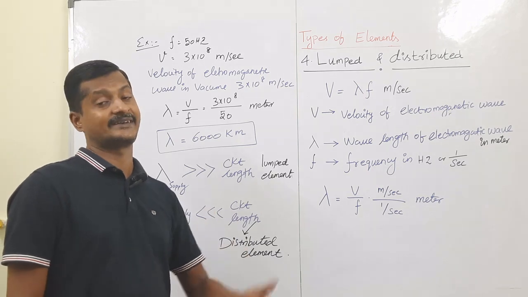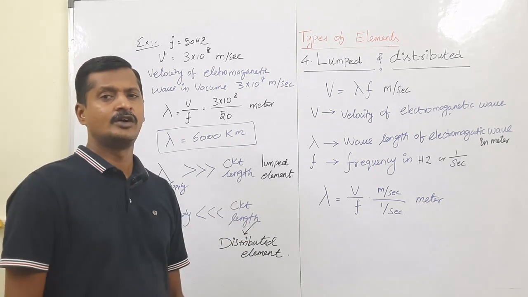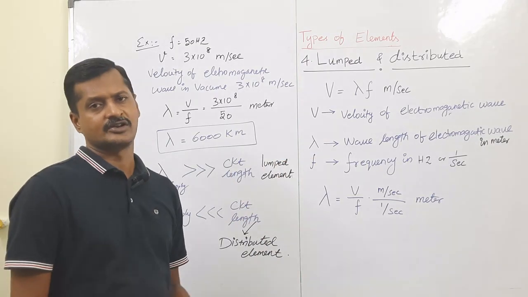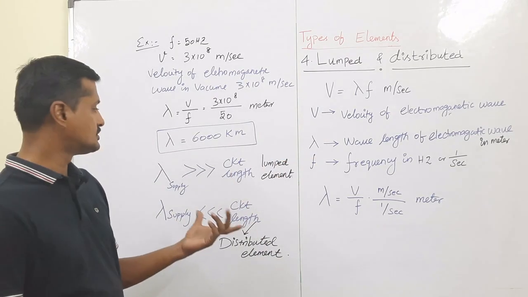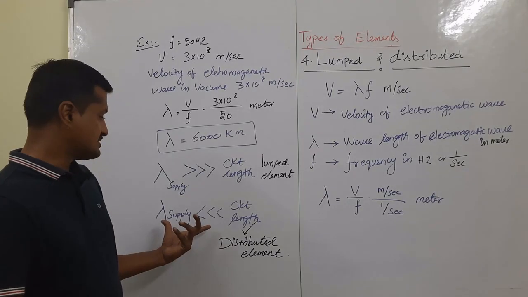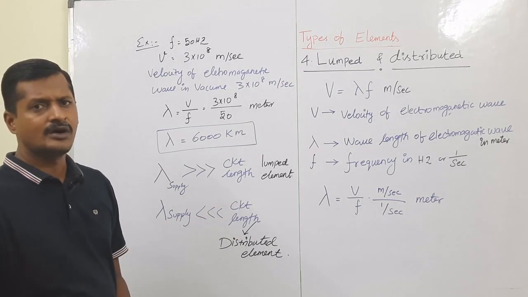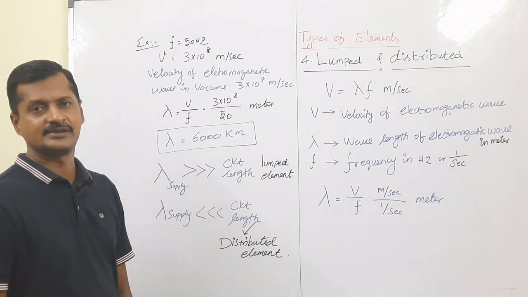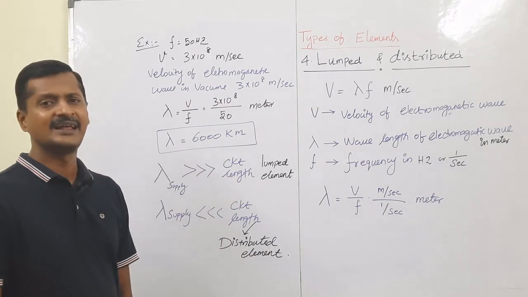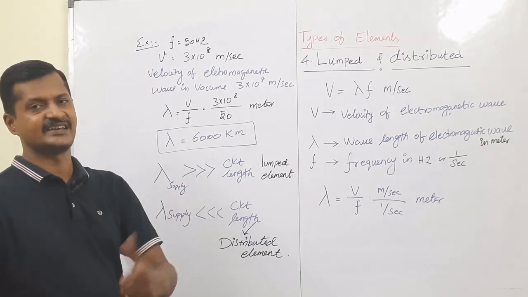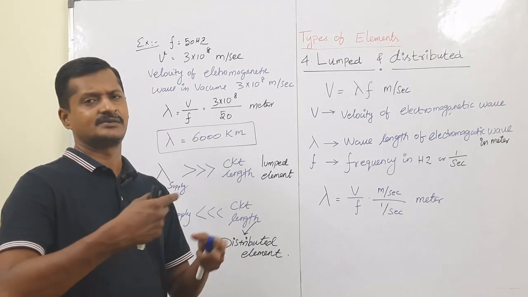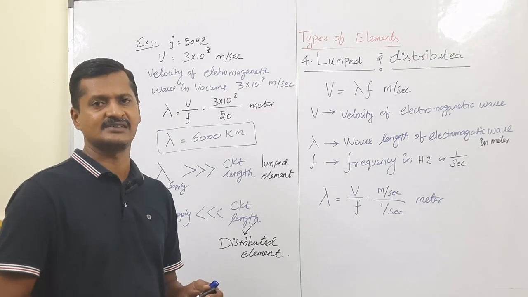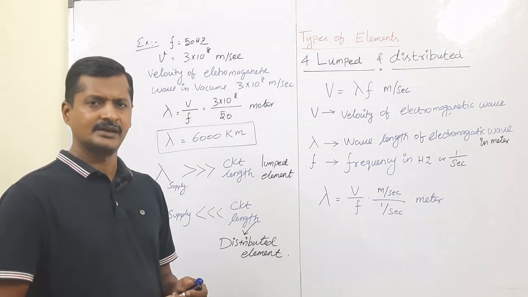A distribution or transmission system has a large length, 1000 km, 2000, 6000, up to 10,000 kilometers. So the lambda wavelength is more or less equal to or greater than the circuit length, that is a distributed element. Otherwise it is called a lumped element based on the circuit length. A circuit is a combination of elements, resistor, inductor, capacitor, right?